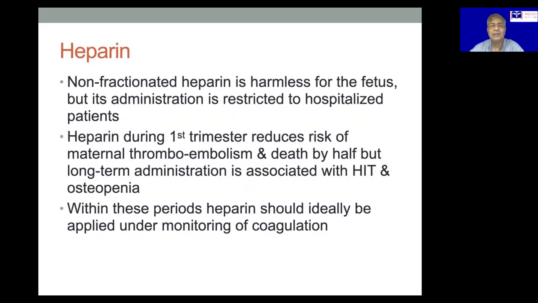As far as heparin is concerned, non-fractionated heparin is harmless for the fetus. However, its administration is restricted to hospitalized patients. Though it's very safe for the patient, you need to hospitalize the patient all through the pregnancy in case you want to use non-fractionated heparin. Heparin during first trimester reduces the risk of maternal thromboembolism and death by half, but long-term administration is associated with heparin-induced thrombocytopenia and osteopenia. Within these periods, heparin should ideally be applied under monitoring of coagulation.